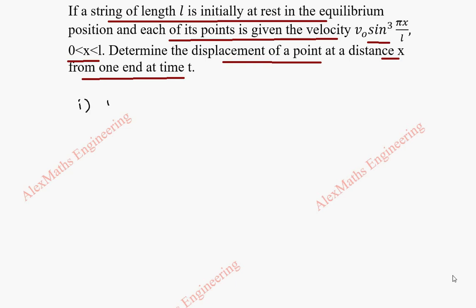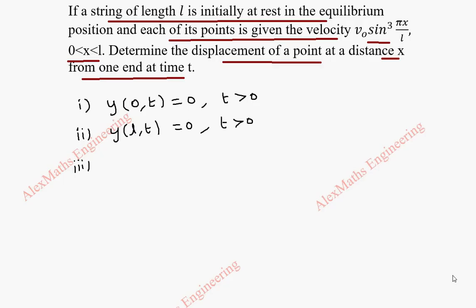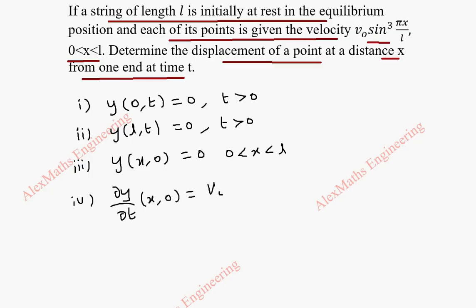The first condition is y(0, t) = 0, that is, the displacement at one end is 0 for all values of t. Similarly, the displacement at the other end, y(L, t), is also 0 for all values of t greater than 0, and it is in the equilibrium position initially. So y(x, 0) is 0 for all x ranging from 0 to L, and it is given an initial velocity. So dou y by dou t at (x, 0) is v0 sin cube(pi x by L). So these are the conditions we have.